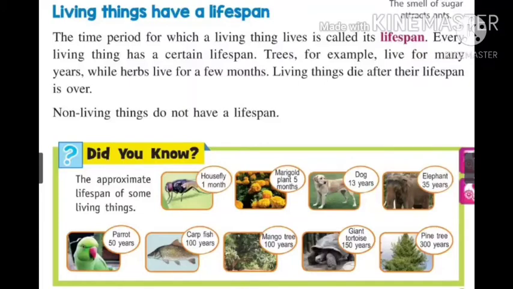For example, some of the lifespans we can see: housefly lives for 1 month, marigold plant 5 months, dog lives for 13 years, elephant for 35 years, parrot 50 years. Carp fish and mango trees can live up to 100 years. Giant tortoise can live up to 150 years. Pine tree can live up to 300 years. So these are some examples of lifespan of different living things.